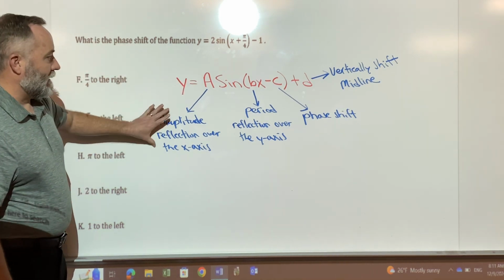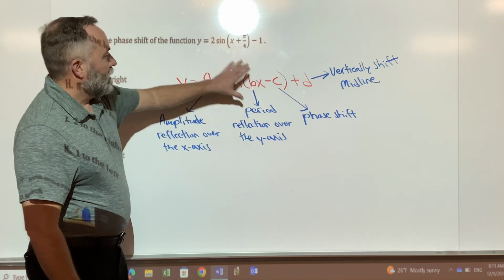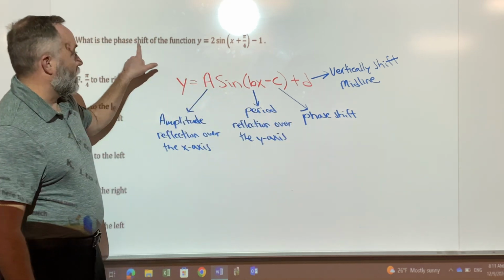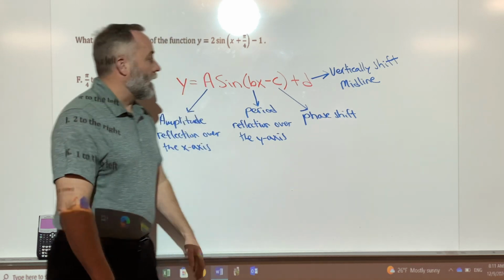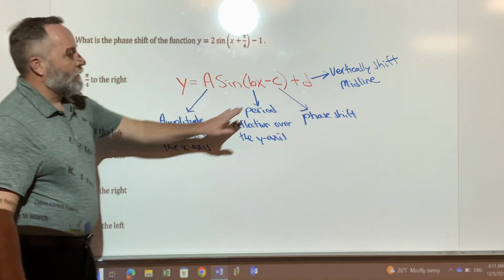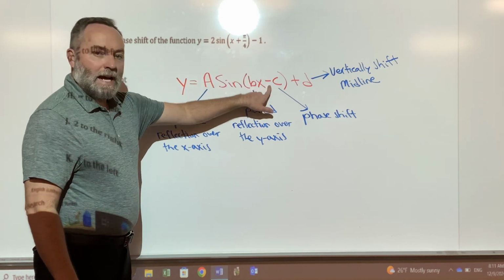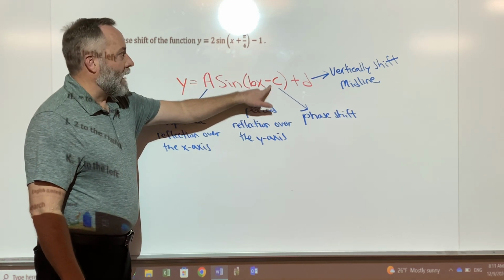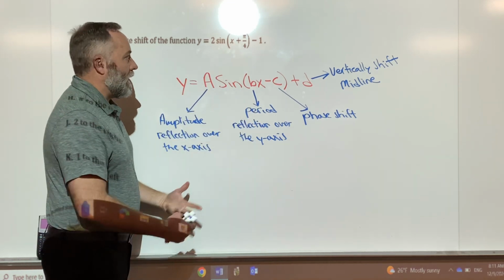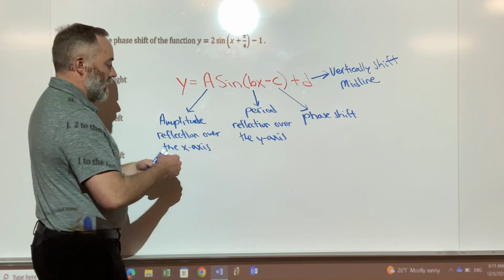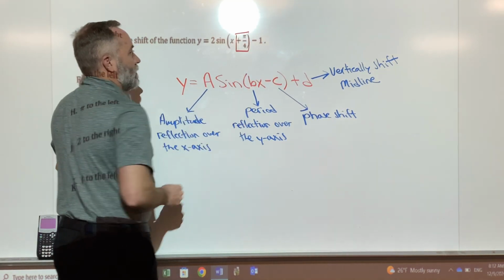So A represents the amplitude, B determines the period of the function, C is going to impact the phase shift, which was what we're asked about, and D is the vertical shift or the midline of the function. So this value here, located inside of the parentheses, subtracted in the formula, we want to pay attention to that, and now in ours it's added. So what happened there and how does that impact? But we're focused on this value here, this pi fourths.